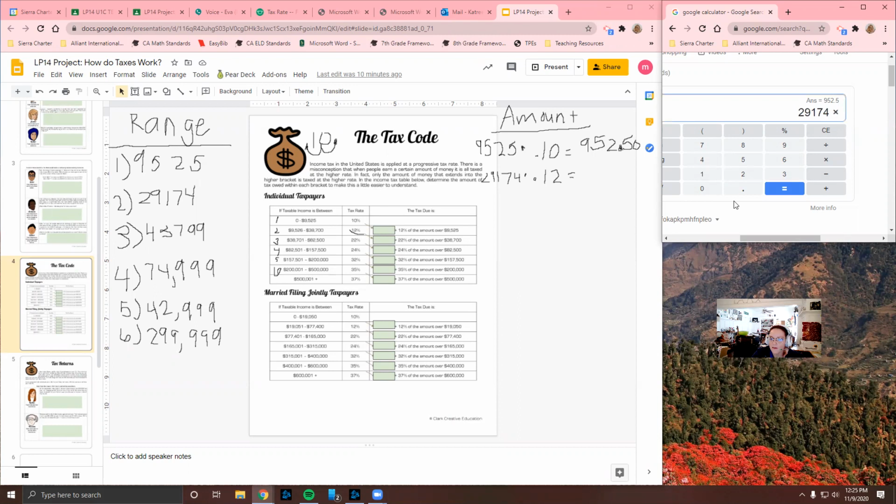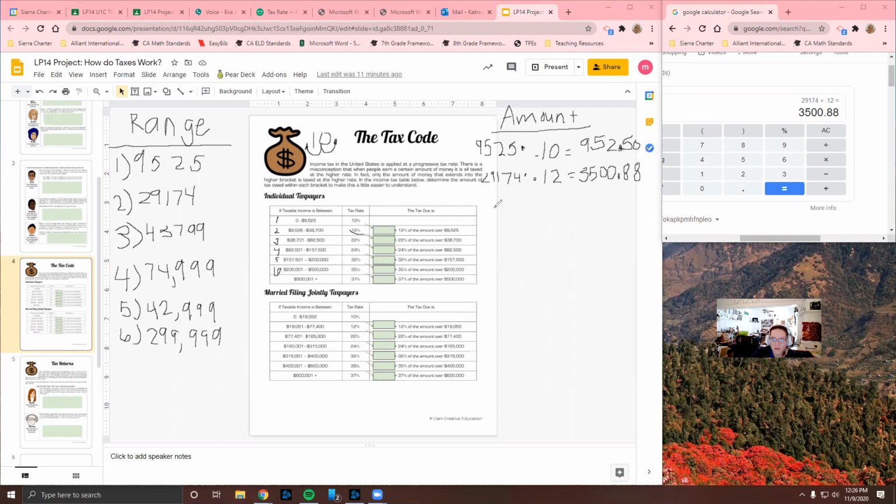29,174 times 0.12. And we find out that the amount of taxes for that range is $3,500 and 88 cents. Okay. Keep going with that. So you take the number, multiply by the rate, find out what we get here.